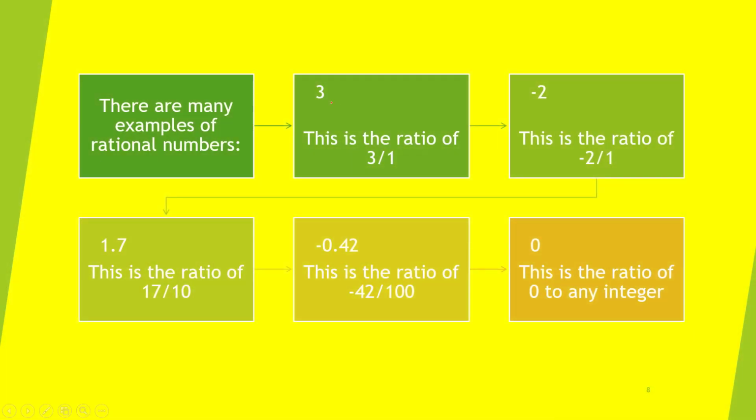For example, 3 is an example of a rational number because it is the ratio of 3 over 1. Negative 2 also counts as rational because we can rewrite that as negative 2 over 1. 1.7, that one counts too. You can see that this is the same as 17 tenths. Negative 0.42 is the ratio of negative 42 over 100. Then finally, 0 is a rational number as well because we can think of it as 0 over any other integer that we choose.